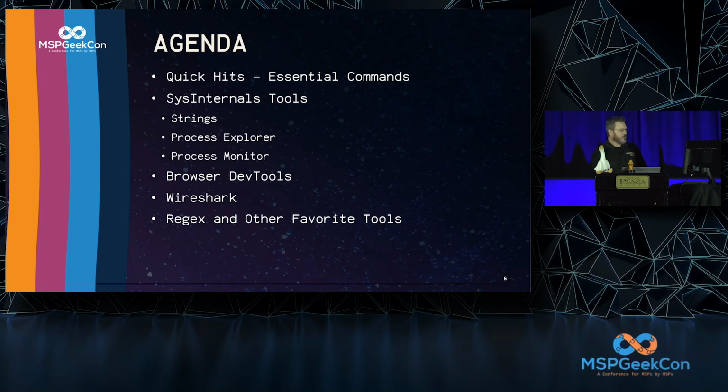Okay, so first of all, the agenda: a few essential commands. These are things that level 1 to level 3 use all the time, but hopefully you'll appreciate some little suggestions. Talk about some SysInternals tools, do some examples with browser DevTools, not going to get into Wireshark at all, and then we're going to run through some favorite tools.